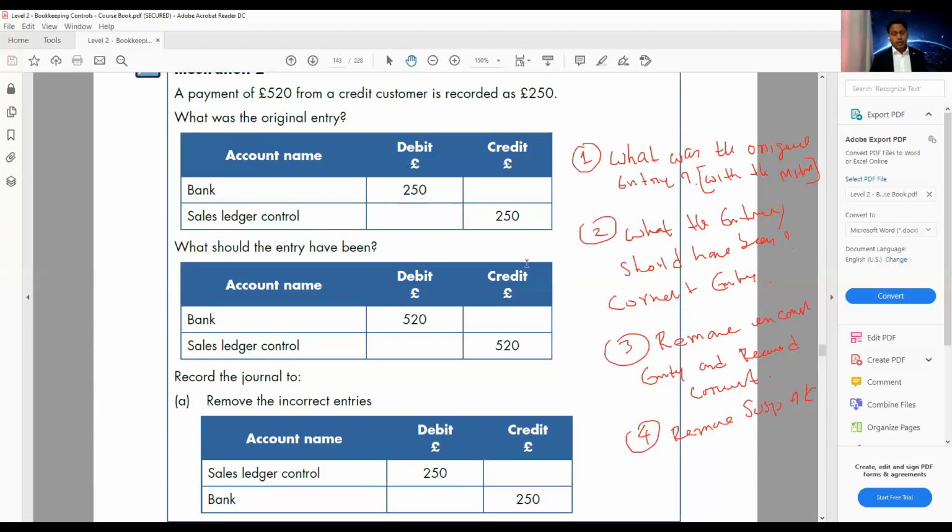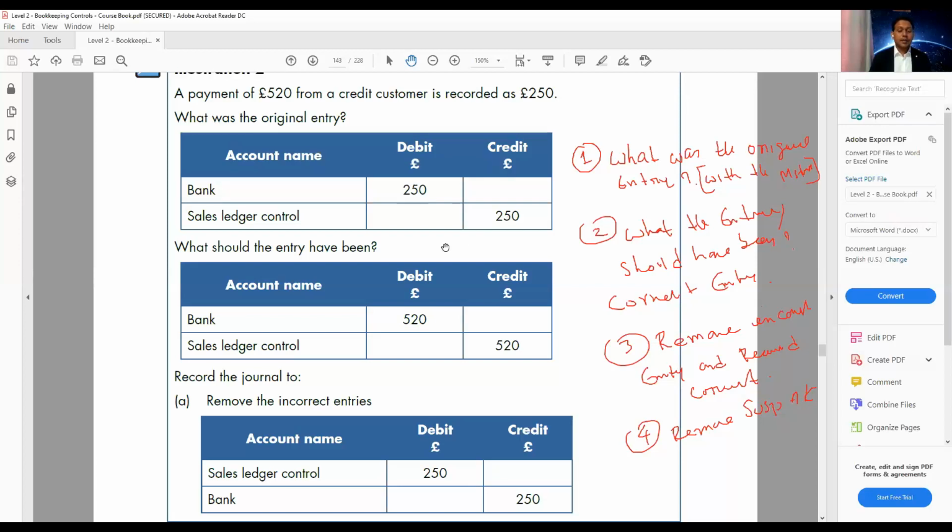Now, as we already know, if I want to remove something, I make the opposite entry. For example, if I want to remove the 250 from my system, 250 is a debit, so I will make it credit, because debit and credit are like a plus and minus. So I make bank 250 credit, so bank will be gone. And sales ledger control was credit, so I'm going to make it debit, so this will be gone as well.